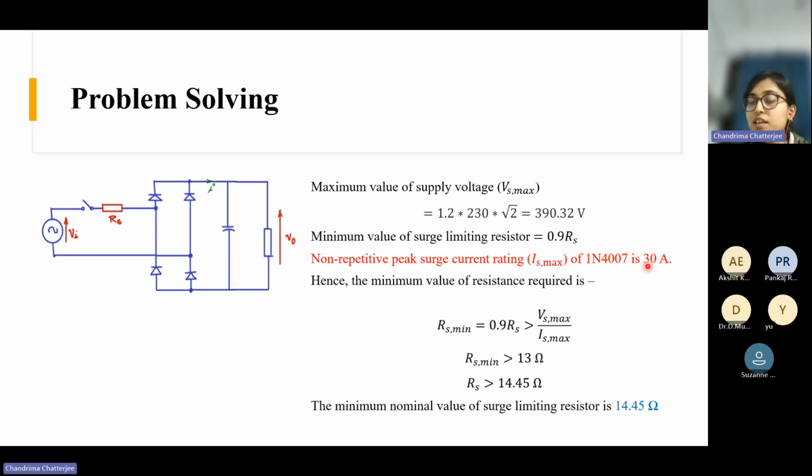This is your current limit. So whatever resistance is here, it should limit the current lower than this value, because this is the limiting value that the diode can withstand. The resistance should limit the current within this value, lesser than 30 ampere. So if we use a resistance more than 14.45 ohm, we will be able to limit the current below 30 ampere.